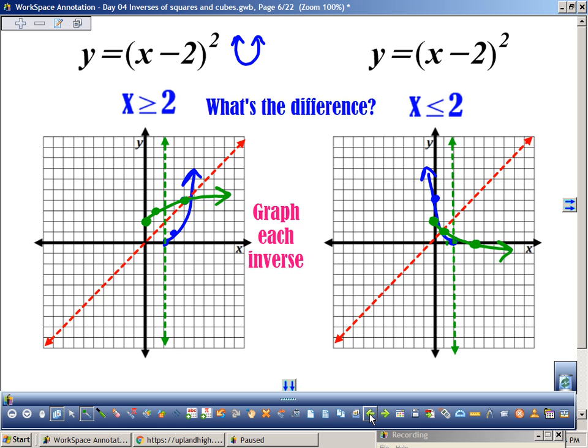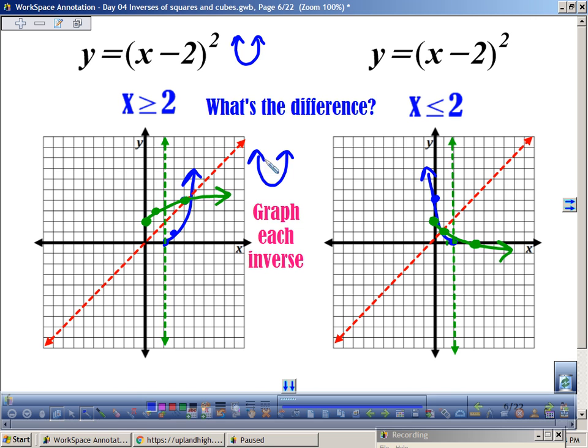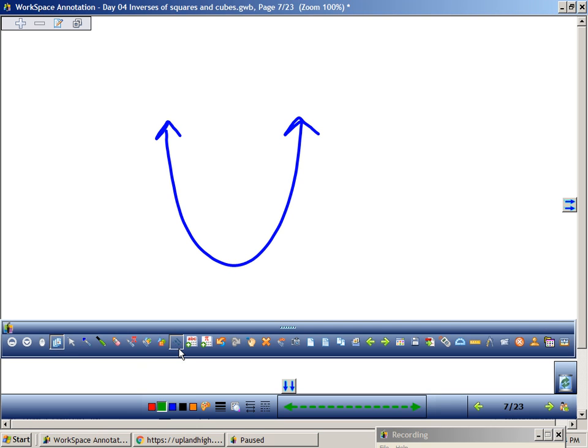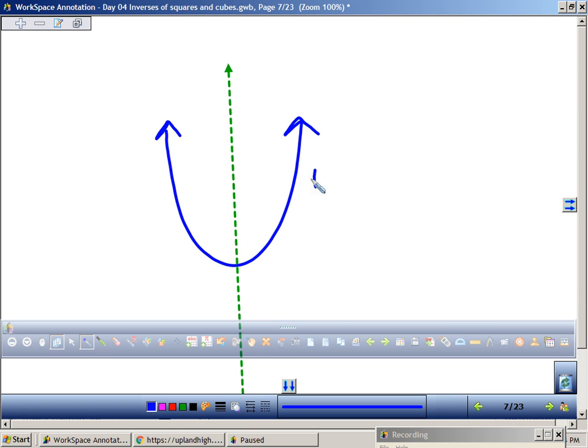Do you see it, Philip? My original part of my squared function, it's only the positive side of it. Do you see that? Originally I had this. Isn't this the positive side of it? Forget about the graph. Don't look at the graph. Which side is the positive side? The right side.